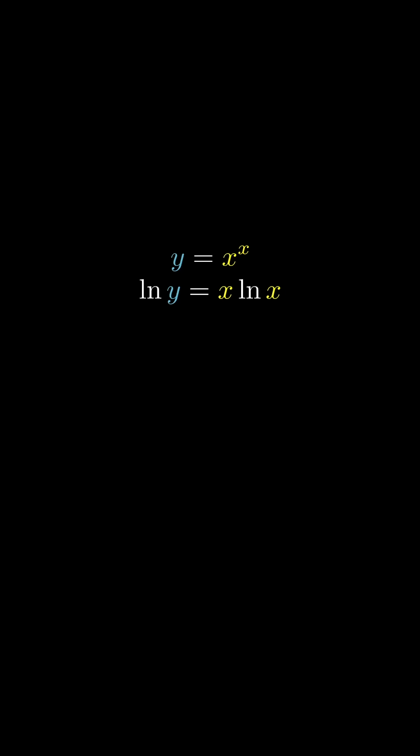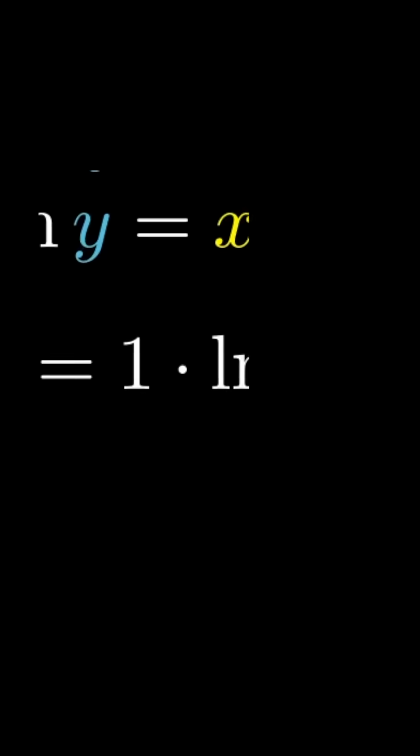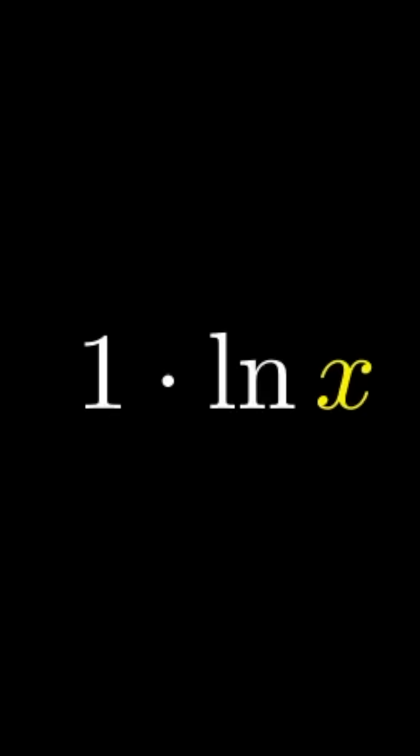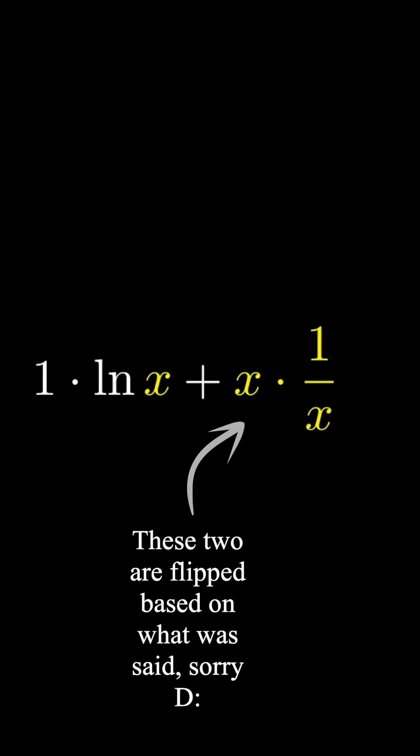Now, what I'm going to do is differentiate both sides of the equation implicitly with respect to x. We'll have to use the product rule for that x times natural log of x part, but nothing too complicated. And if you forget the product rule, it's the derivative of the first function times the original second function plus the derivative of the second function times the original first function.